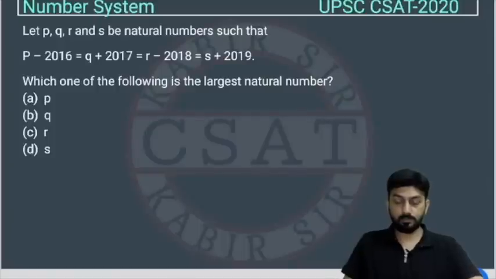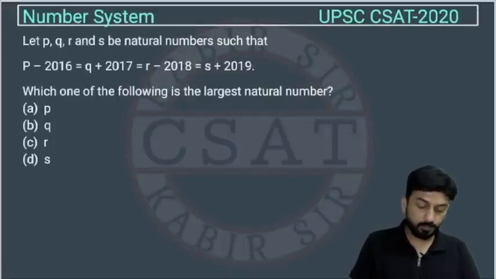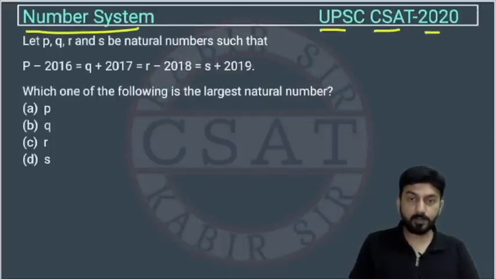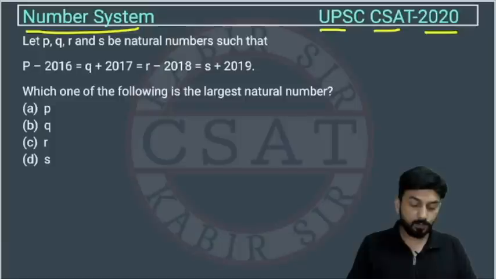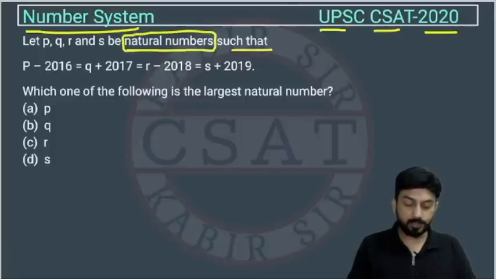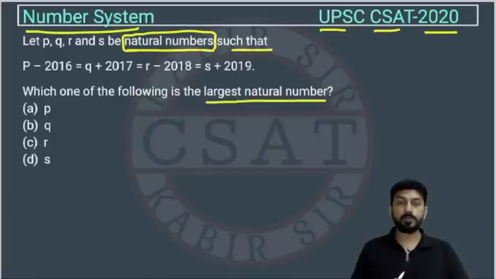So this is a question from number system asked by UPSC in the CSAT paper of 2020. Let P, Q, R and S be natural numbers. So these are natural numbers, right? Such that this equation is given, right? Which one of the following is the largest natural number? So we have to find which of P, Q, R is the largest natural number, right?